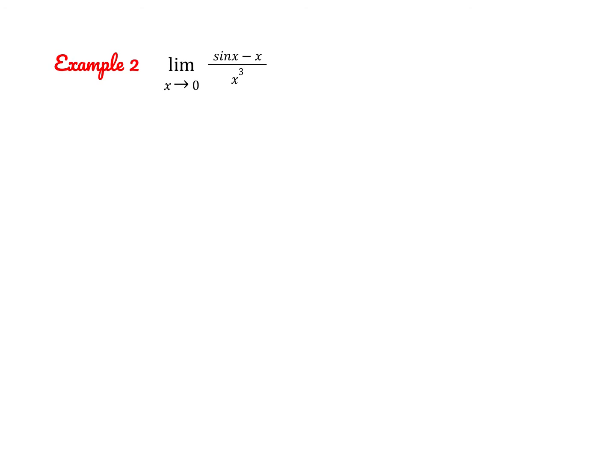Okay, let's try another one together. Again, we always start with direct substitution. So if I do direct substitution here, I get 0 minus 0, which is 0, and 0 cubed, which is 0. So we know that we can use L'Hopital's rule. So let's take the derivative of the numerator and denominator. So we get cosine of x minus 1 over 3x squared. And then we try direct substitution again. So if I plug in x equals 0, here we get 1 minus 1, which is 0. And then here we get 3 times 0 squared, which is 0.